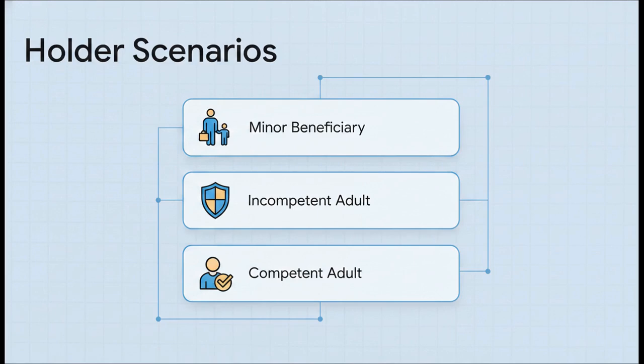Moving to Case 2, adult beneficiary who is not financially competent. If the beneficiary is an adult but is not mentally capable of handling financial affairs, then similar to the previous case, the parents or legal representatives can become the holders of the account. And finally, Case 3, adult beneficiary who is financially competent. If the beneficiary is an adult and financially competent, meaning mentally capable of managing personal financial matters, then the beneficiary becomes the holder of the RDSP personally.